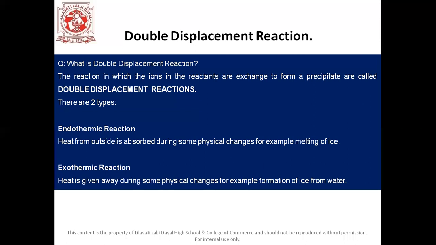The second one is exothermic reaction. That is, heat is given away during some physical changes, for example, formation of ice from water vapor. In this process, students, there is an evolution of heat leading to a rise in temperature. Otherwise, the formation of ice from the water vapor won't take place. So this is what exothermic reaction is all about.